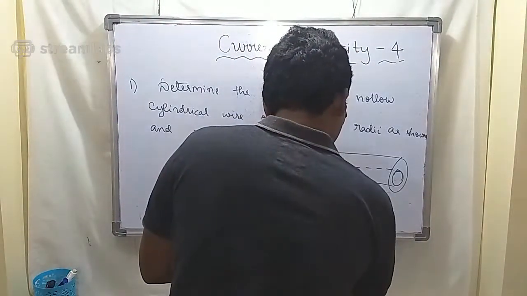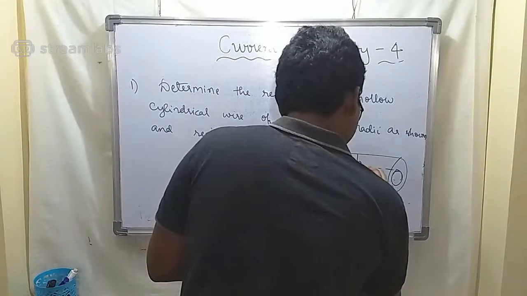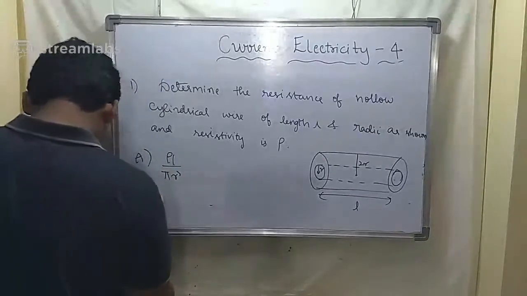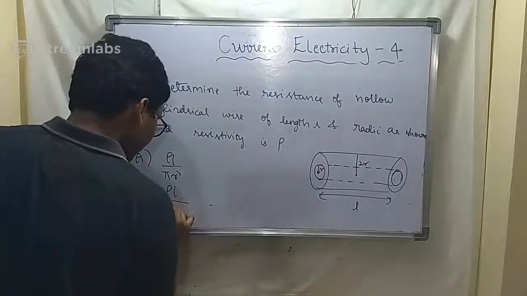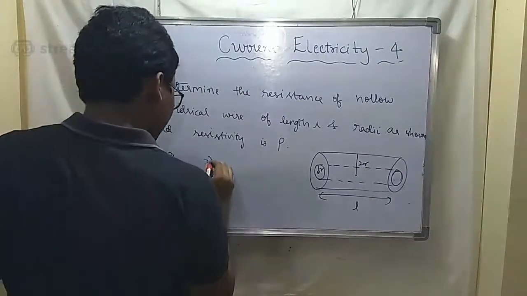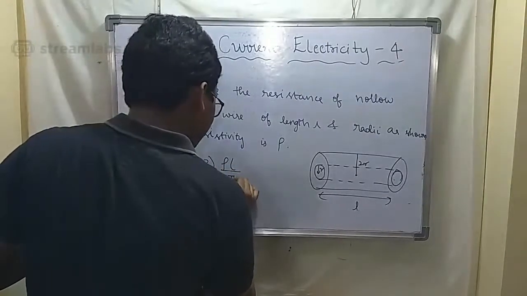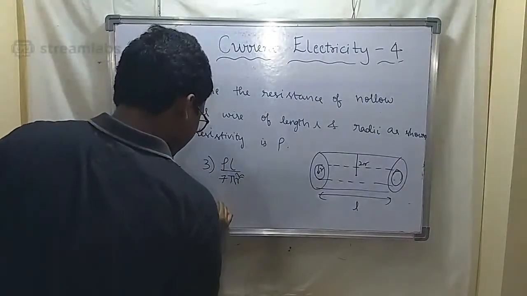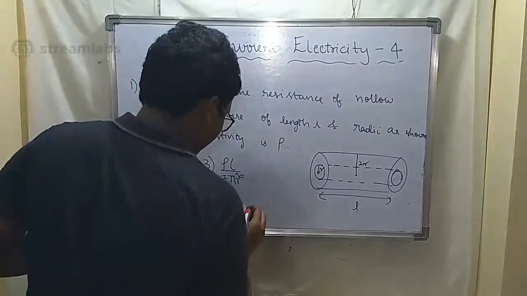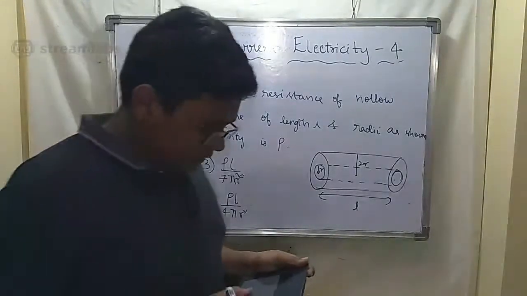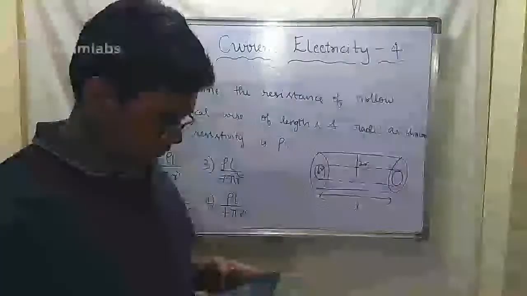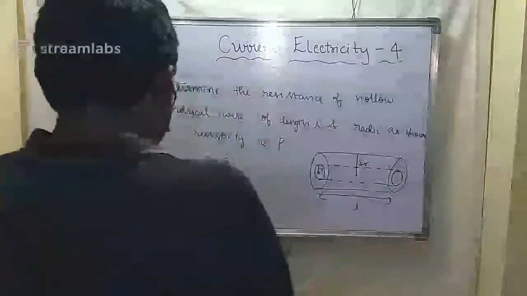The answer options are: rho L by 6 pi R square, rho L by 7 pi R square, and also rho L by 4 pi R square. Give me the answer in the live chat. This is the question. What is the question? Determine the resistance of the hollow cylindrical wire.